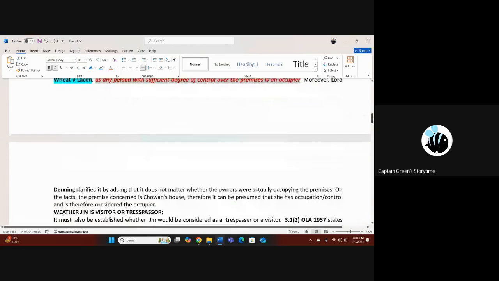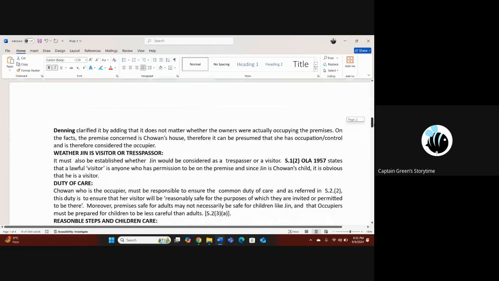Moreover, Lord Denning clarified by adding that it does not matter whether the owners were actually occupying the premises or not. On the facts, the premise concerned is Chauhan's house. Therefore, it can be presumed that she has the occupation or control of the house. When a person owns a house and lives in that house, it means that he owns and occupies that house. Thus, our third step is also clear.